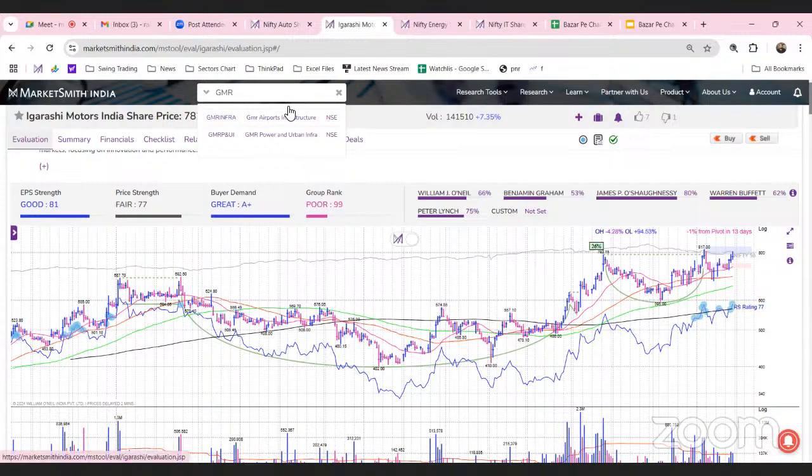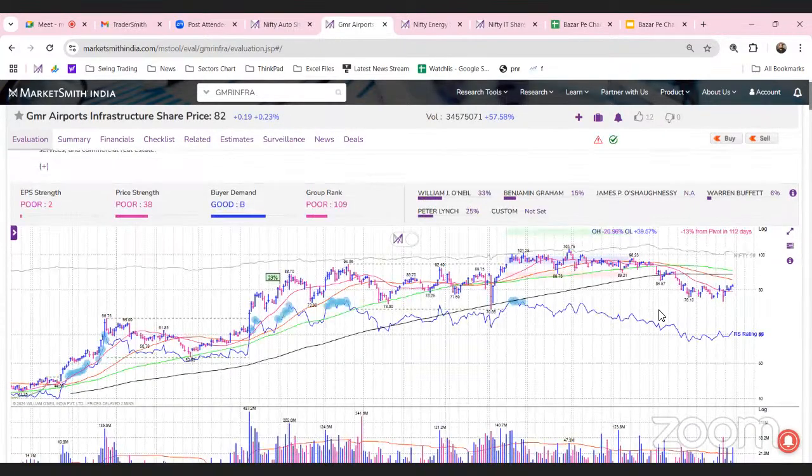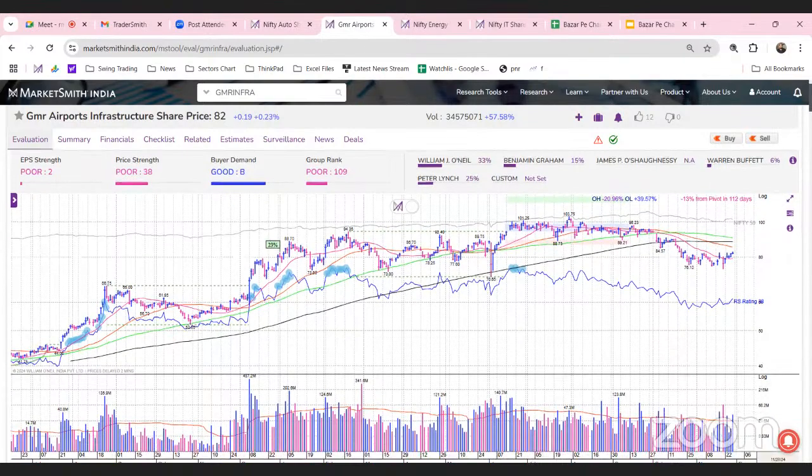GMR Airport. So GMR Infra or GMR Airport, which is appearing on my screen. Trend is negative in this stock, trading below the 200 DMA around 82. From the last almost 1 month, a bottom formation happened around 75-76 rupees, and a bounce back is happening, but still it is not out of the woods, trending sideways.